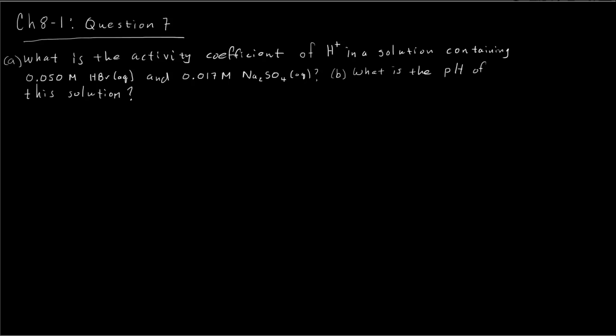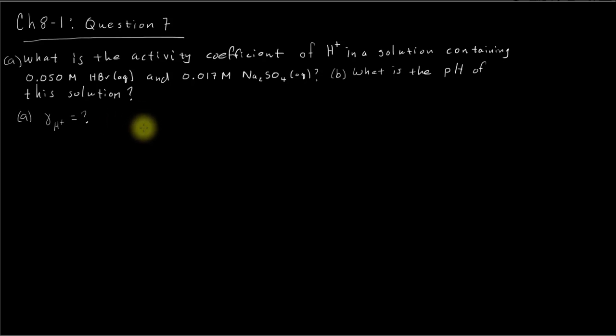The first part says, what is the activity coefficient of the hydronium H+ ion in a solution containing 0.050 molar HBr, that's hydrobromic acid, and also 0.017 molar in sodium sulfate, Na2SO4. So let's work the first part of that problem first. We'll do part A here. All right, so we're looking for the activity coefficient, the gamma value of H+. And we know a couple ways that we can find gamma values. So let's see if we can get lucky and look it up in a table.